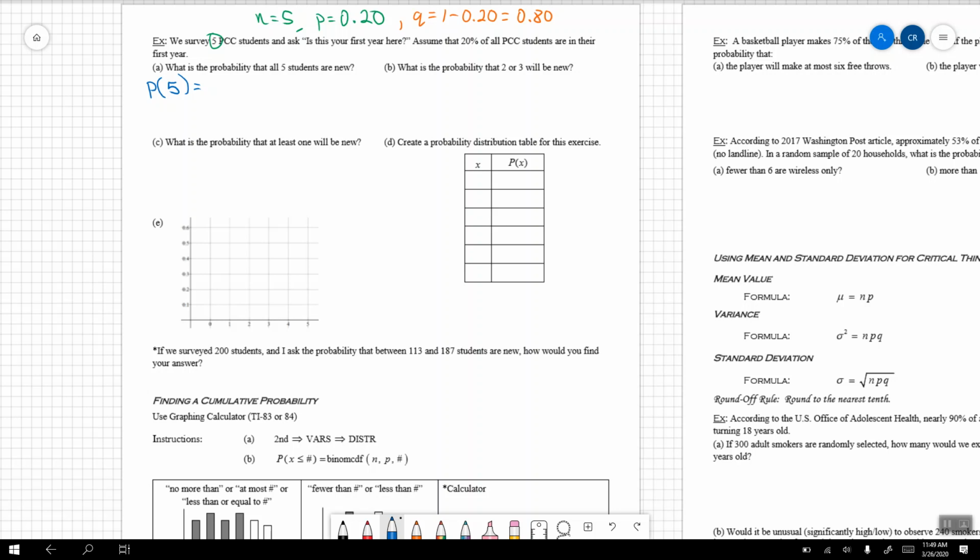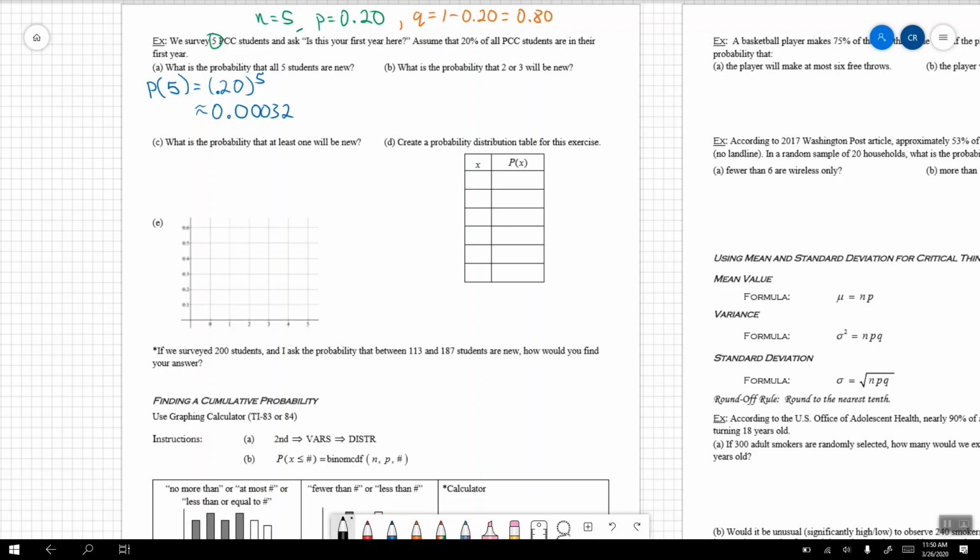Finding the probability that they are all 5 new students, wouldn't that just mean that this probability remains constant at all times? In other words, 0.20 to the power of 5 because, again, we're running 5 trials. Do this on your calculator and you will get that the probability is approximately 0.00032.